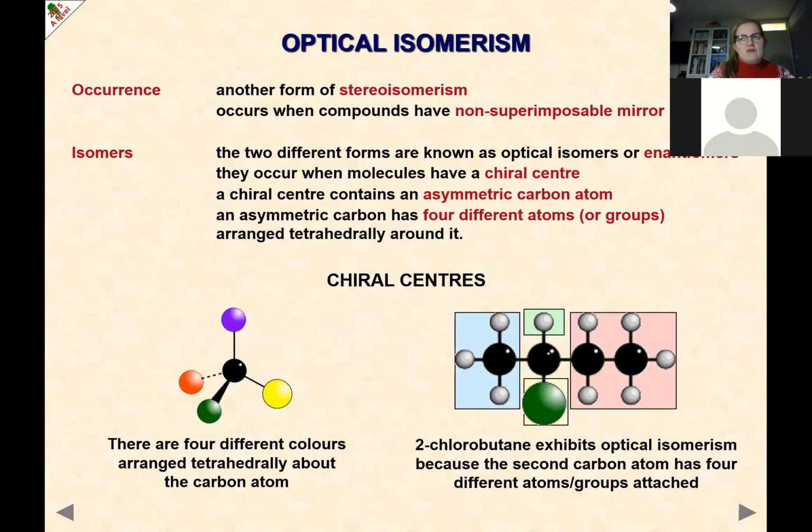So this is an example of a chiral center. As we can see in the bottom left, there are 4 different colours arranged tetrahedrally about that carbon atom, which shows that it's a chiral center. No matter how we rotate it, the mirror images couldn't be superimposed on each other. The same goes for the one on the right. That's 2-chlorobutane, and it exhibits optical isomerism because the second carbon atom has 4 different groups attached to it, which we've identified here.